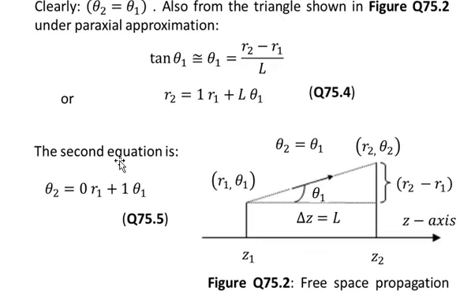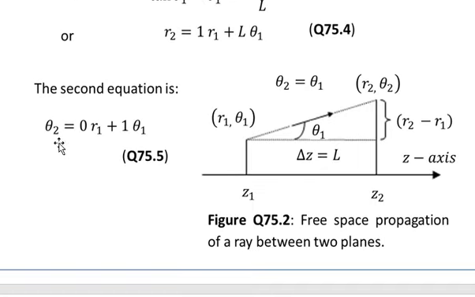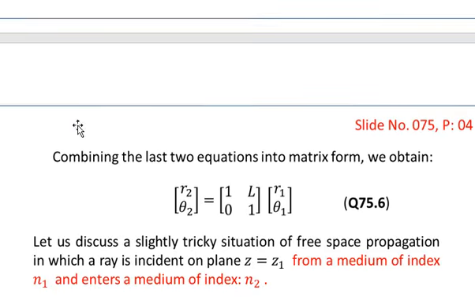The second equation is θ2 is equal to θ1. So we can write that equation as θ2 is equal to 0 times R1 plus 1 times θ1, as given in equation number 5. So we have two equations, the R2 equation and the θ2 equation. So we can also write them in terms of the matrix.